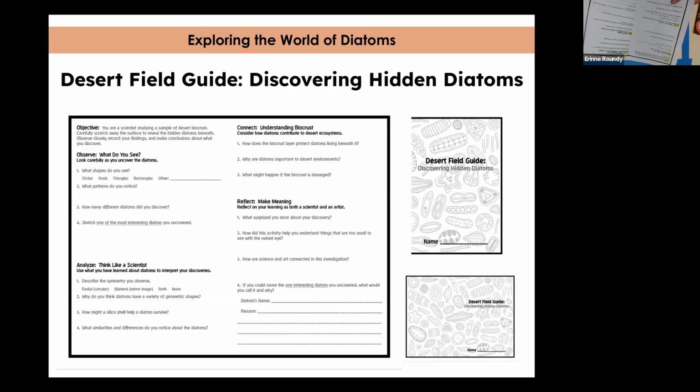So they're going to take this field guide with them. They're out in the desert. They have their sample biocrust. Using a wooden stylus, they're going to use this tool to carefully scrape away that top layer, not doing it very hard. That liquid dish soap that you added to the paint really helps the paint come off easily, but it does take some time.